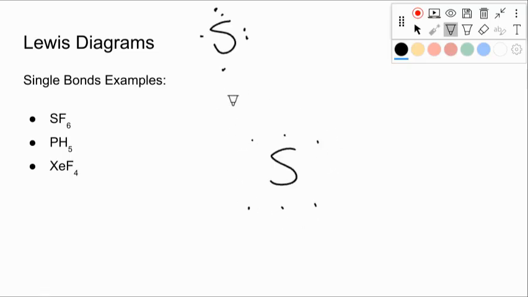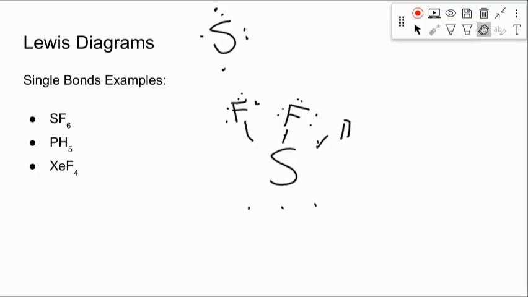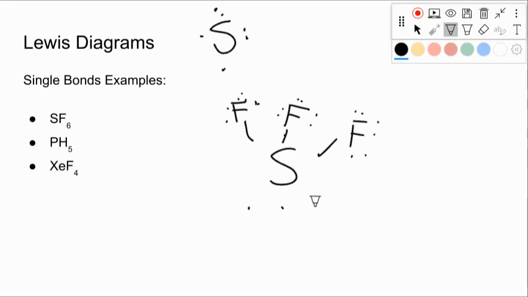Then each of the fluorines can now come in with their 7 electrons, and they're going to make a bond. Each fluorine comes in, makes a bond. And then we're just going to do that over and over and over.